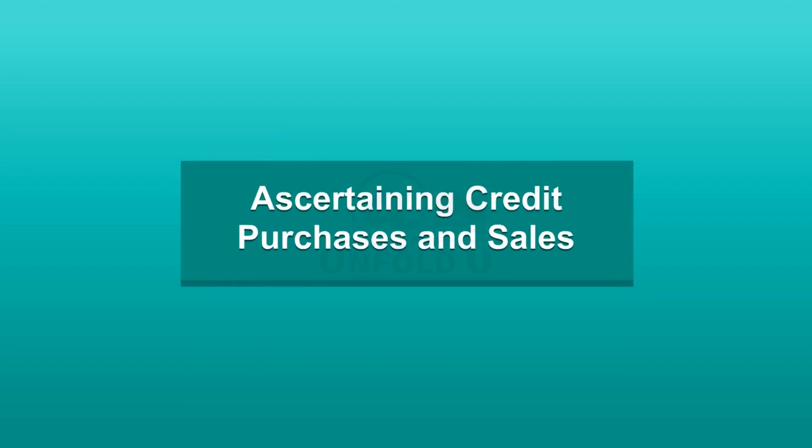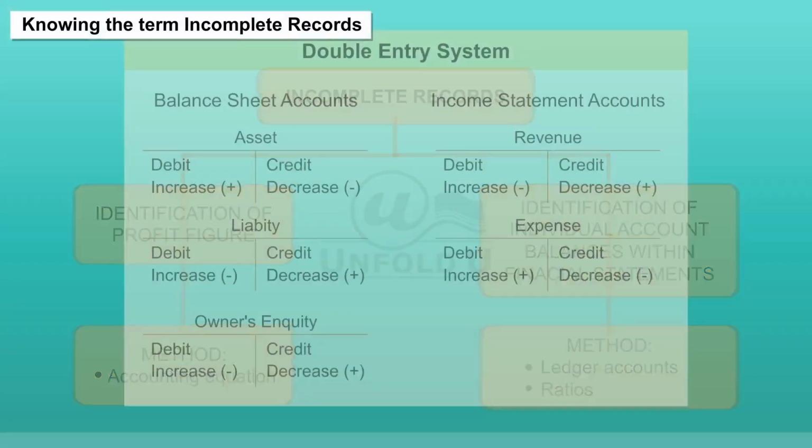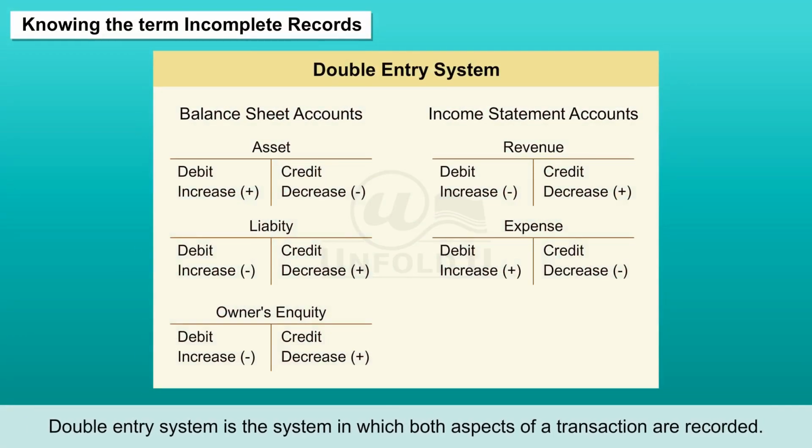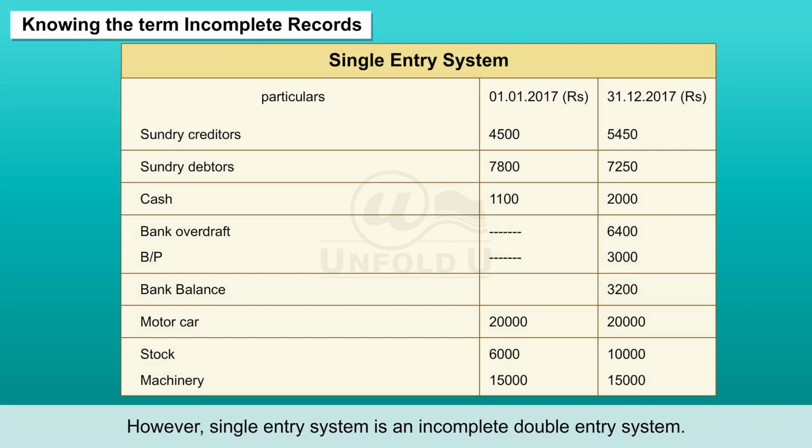Ascertaining credit purchases and sales. Knowing the term incomplete records. Double entry system is the system in which both aspects of a transaction are recorded. However, single entry system is an incomplete double entry system.